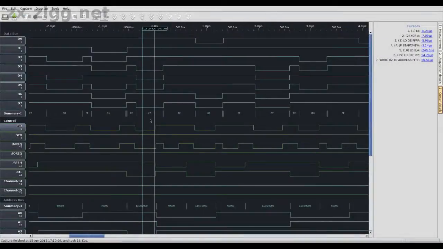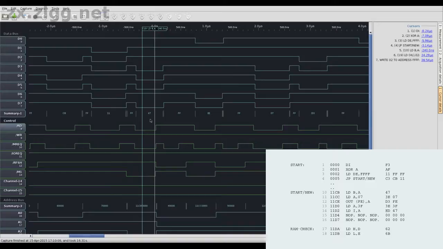The vertical white line marks the trigger time, and we can see at this point the CPU was retrieving a value from memory, that's indicated by the read and memory request control signals being low. We can also see it retrieved the hexadecimal value 47 from address 11CB. So that's the opcode of the instruction at line 10 of the disassembly, and that's the trigger condition I set up. I've also created the cyan cursor to label this instruction.